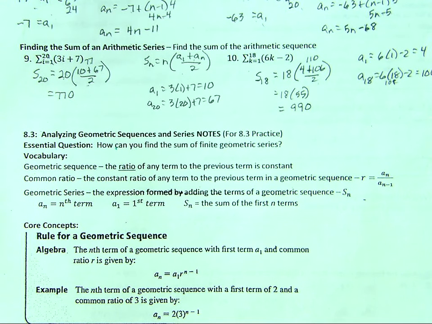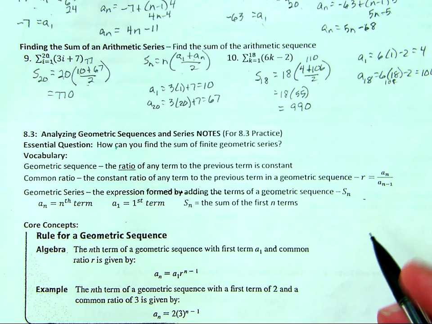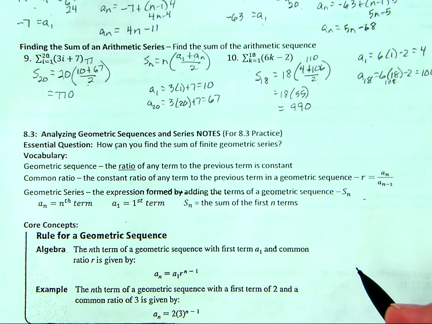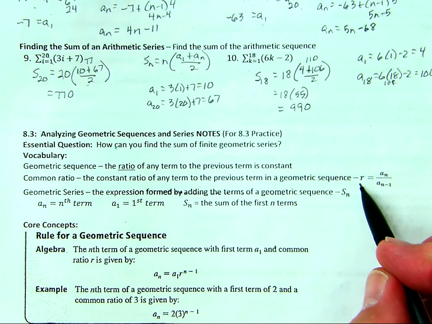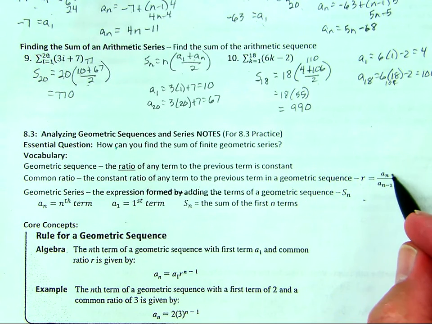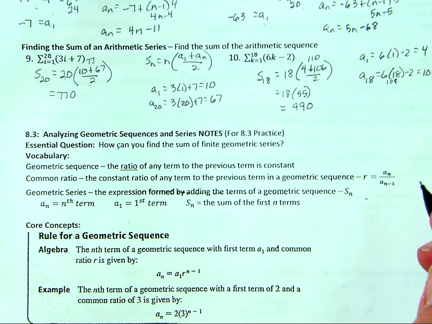So on these, instead of having a common difference, they have a common ratio. So we use r for common ratio. Just like when we were finding the common difference, we took a term and subtracted the term before it, a sub n minus a sub n minus 1. Well, for the common ratio r, you do similar to that, except now we divide. So a sub n divided by a sub n minus 1. That means you pick a term and divide it by the term that comes before it. If you do that and get the same answer every time, then it's geometric. So a common ratio means it's geometric.